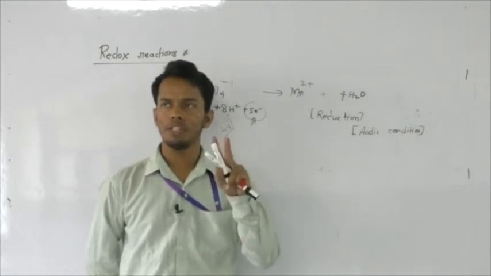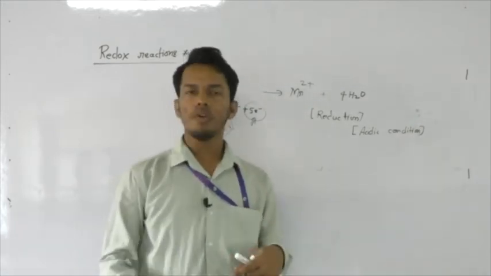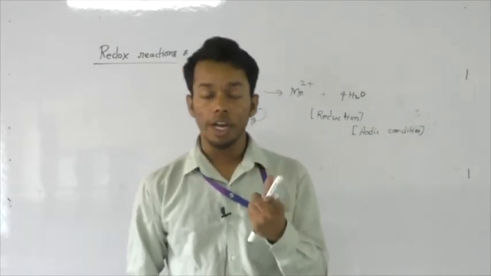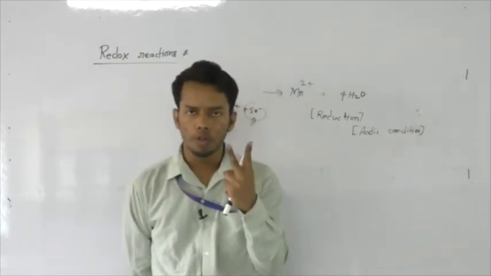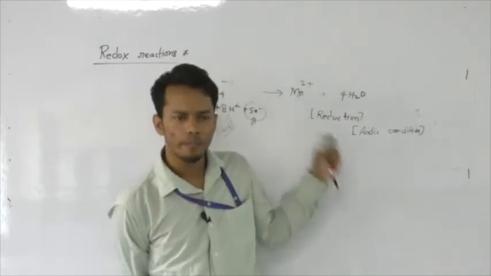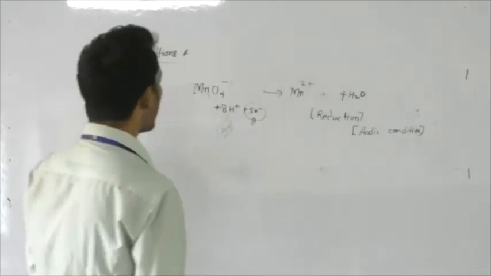Why am I saying two half-cell reactions? Because whenever you write any complete redox reaction, there will be two processes. So you have to balance both processes in this way only, okay? In this way only. So, one more thing.